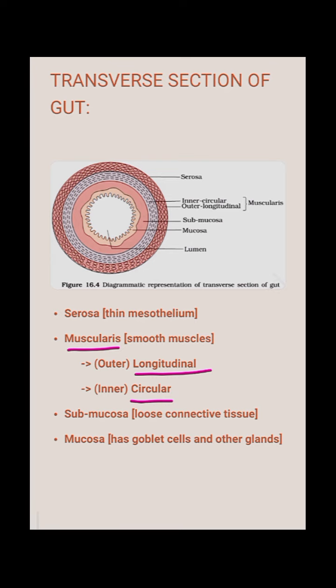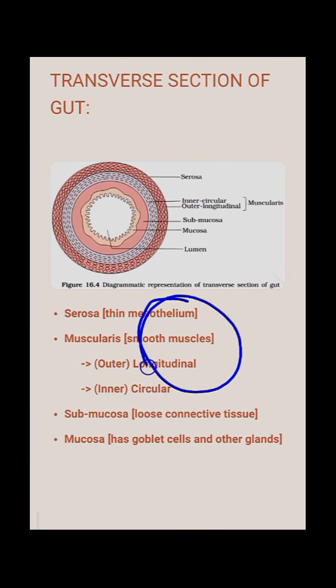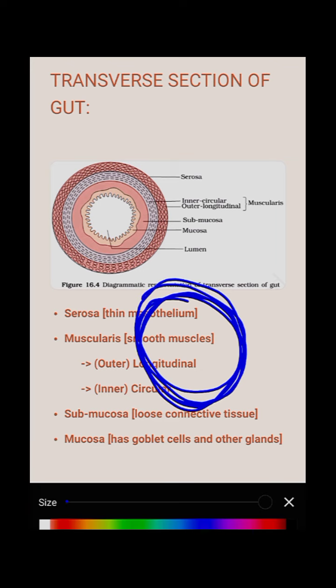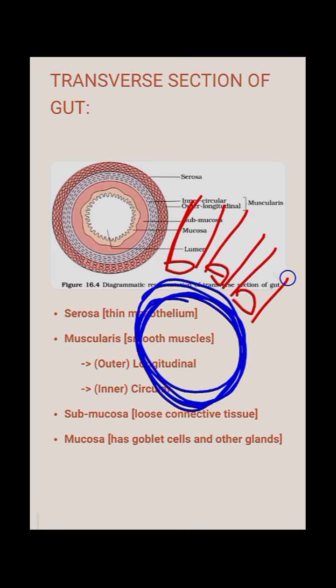For doing this process we need 2 types of smooth muscles in the muscularis: longitudinal and circular. You can see in the diagram that this one is the longitudinal and this one is the circular. Let me explain. If this is the circular, this is the muscularis part having circular muscles arranged like this. After that they have the longitudinal in the outer side. Longitudinal means arranged in the longitudinal direction. These muscle fibers are arranged like this.